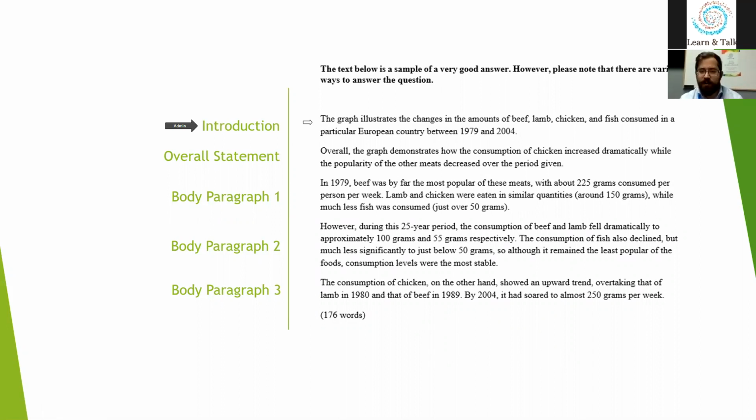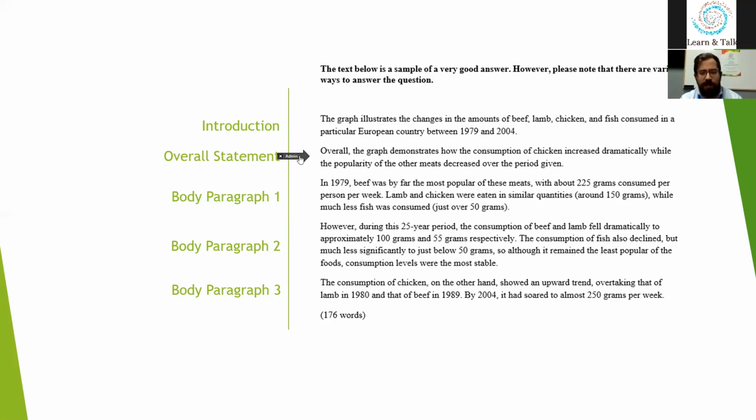We're going to start with an introduction. The graph illustrates the changes in the amount of beef, lamb, chicken, and fish consumed in a particular European country between 1979 and 2004. So this is a great introduction because it's just literally saying what the graph shows. Then we have an overall statement. Overall, the graph demonstrates how the consumption of chicken increased dramatically while the popularity of the other meats decreased over the period given. That was the overall trend.